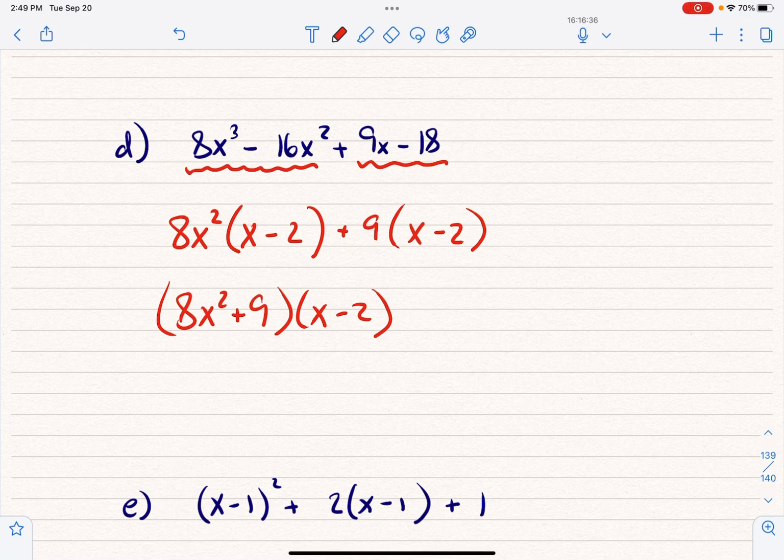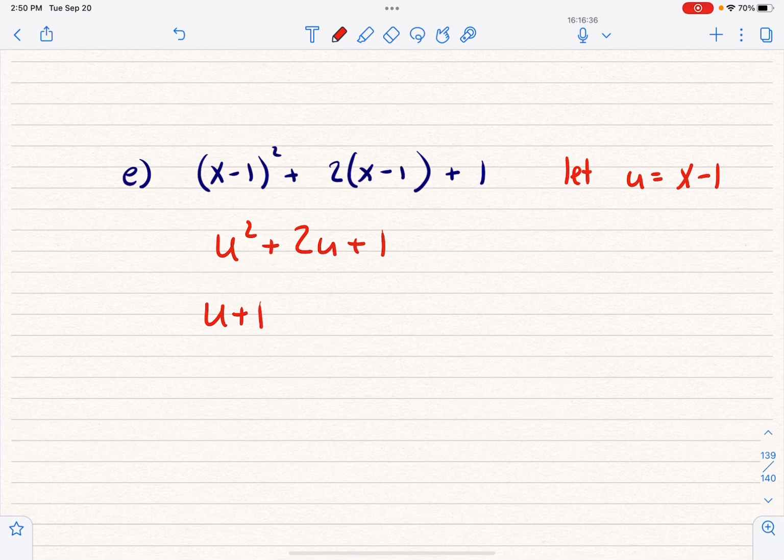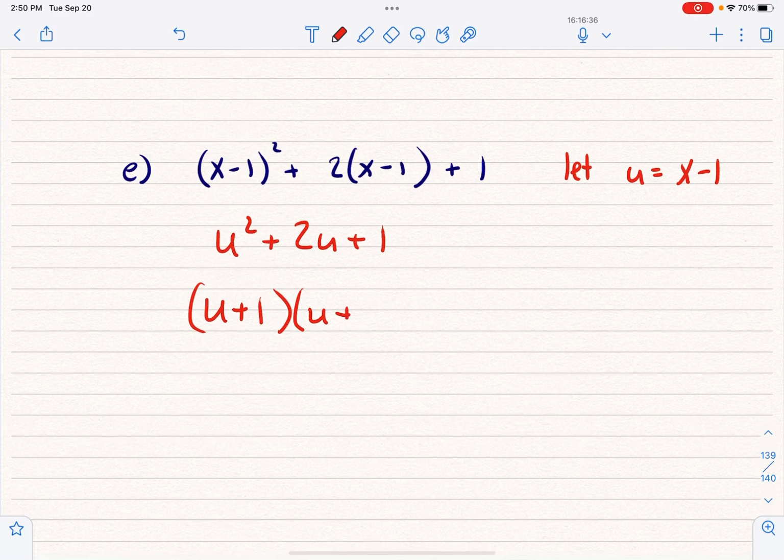Pretty simple. I'm not too worried about this last one. I will show you real quick how I did it earlier. I said we're going to use some substitution. So I'm saying, hey, let's let u equal x minus 1. And then rewrite this. I would get u squared plus 2 times u plus 1. Now that's super easy to factor. Everyone should know that that's just u plus 1 times u plus 1.